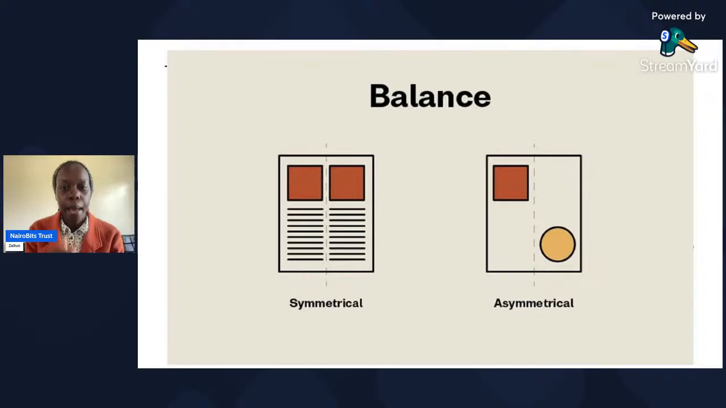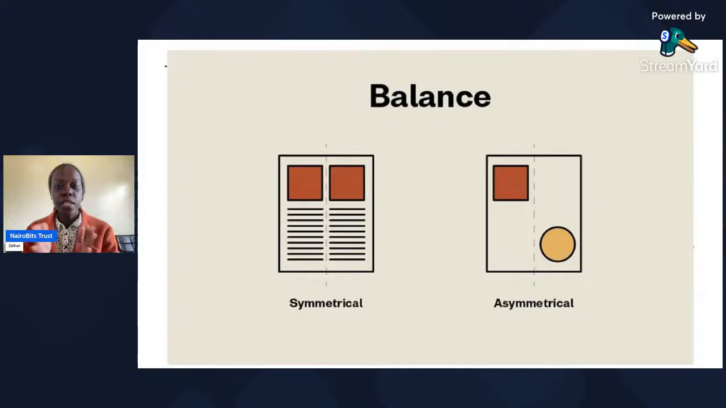Next we go to balance. One thing you should always remember is that every element in your design has weight. Elements are things like shapes and text. Every element has weight, so you should always think about how to balance these elements. There are symmetrical and asymmetrical types of balance.